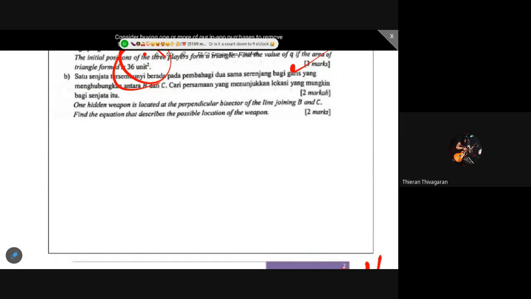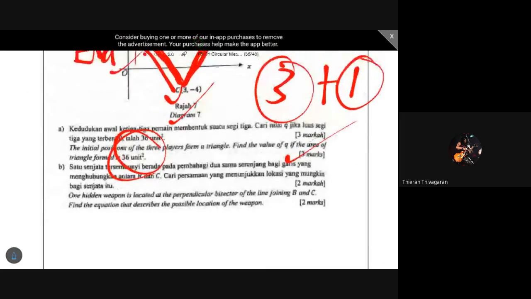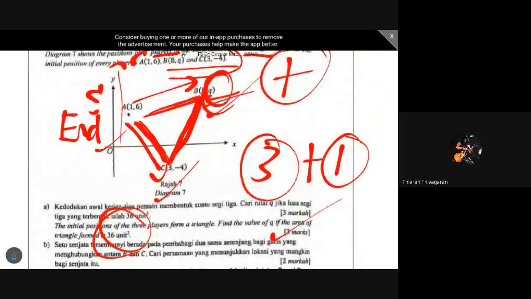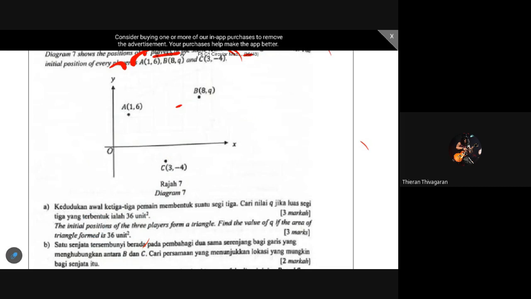Okay, so now we go to question B. This question is very good because it tests you on perpendicular lines, garis berserenjang. Saya kena padam dulu baru boleh nampak. Okay, so I draw back the triangle, guys. Saya lukis balik segitiga ni.